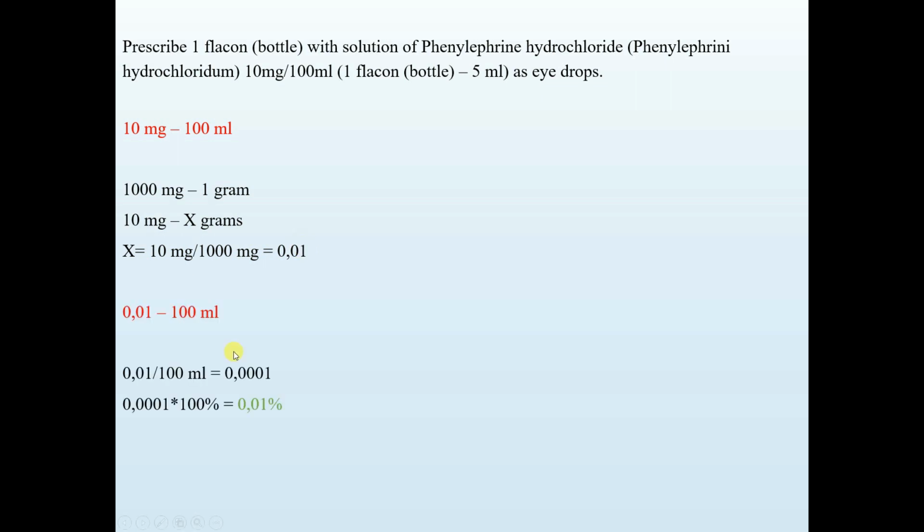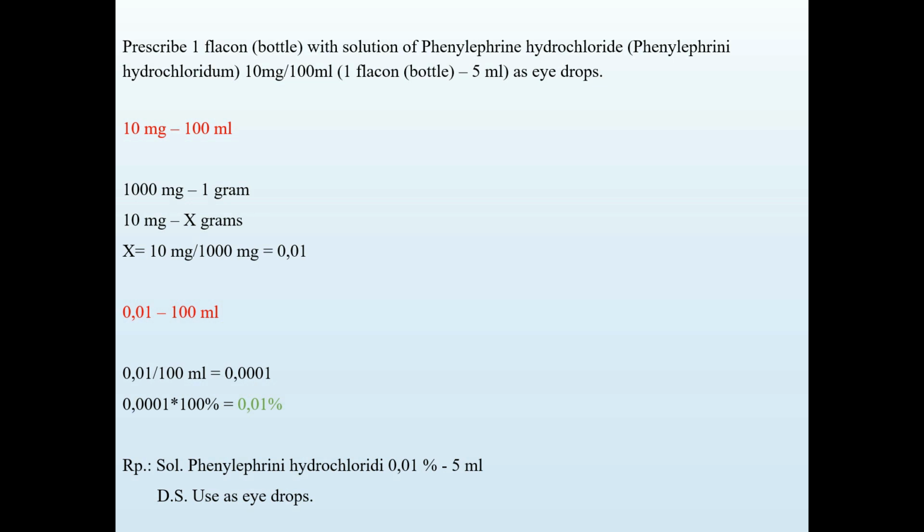Next step, what we do? We need to find the concentration. As we already have the amount in grams and the total amount in milliliters, we must first of all divide the 0,01 by total amount, which is 100 milliliters, and after that to multiply by 100%. And our concentration is 0,01%.